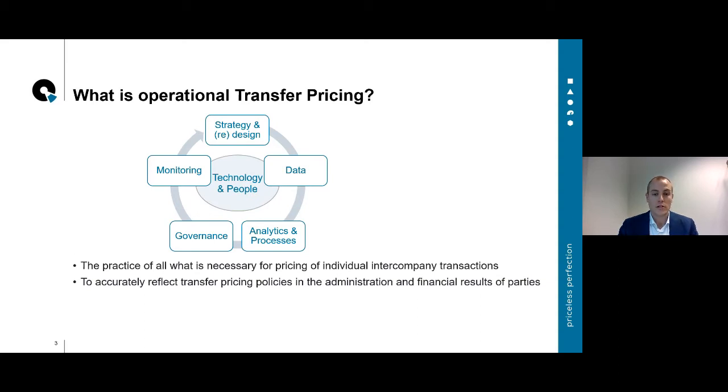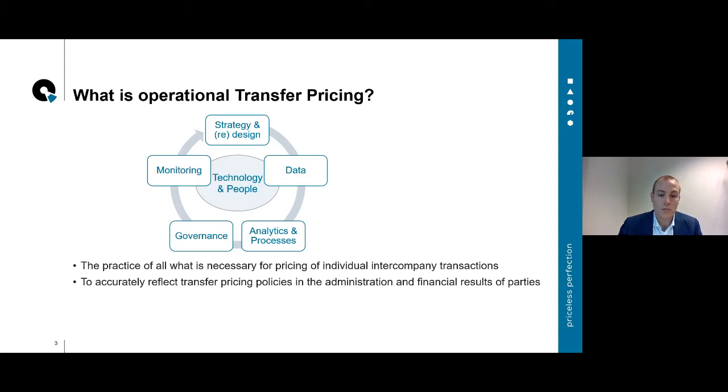Thirdly, you should establish and implement the analytics and processes to be able to apply your transfer pricing and ensure that it is correctly processed in the administration and financial results. Then the governance around it should ensure that the process mitigates risks in line with the company's strategy and that there are clear roles and responsibilities.